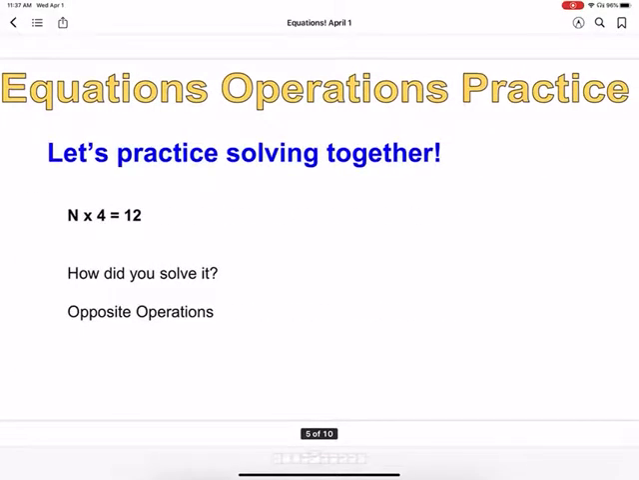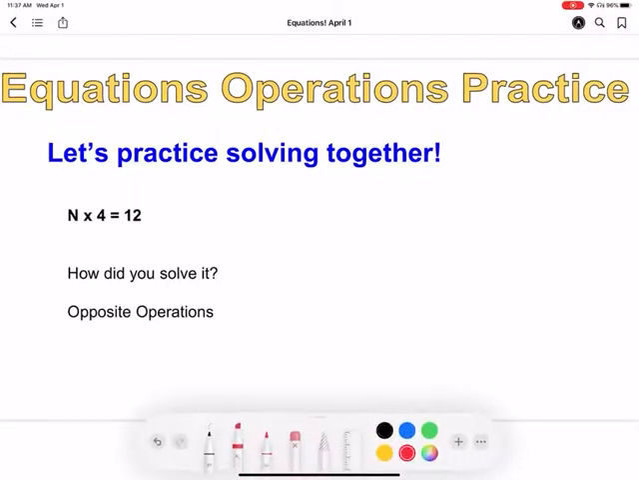So the first thing we're going to look at is this idea. Now we are going to try and solve this problem here. The problem is telling us to do n times 4 equals 12. I want you to try and solve this one by yourself for a moment. How you doing? Okay. Let's talk about how you could have solved this one.